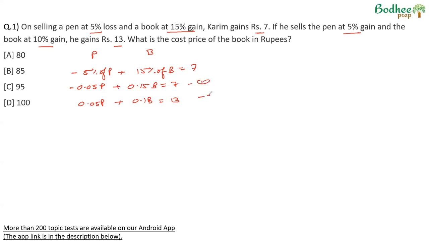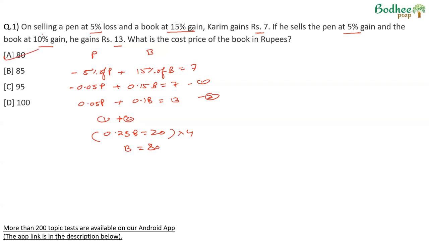So if these are two equations, all we have to do is add them. 0.05p minus and plus cancel out. So we get 0.25b is equal to 20. Multiply the entire thing by 4. So b is equal to 80. What is the cost price of the book? The cost price of the book is 80 rupees.